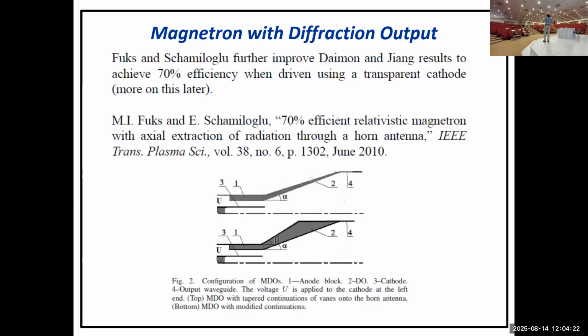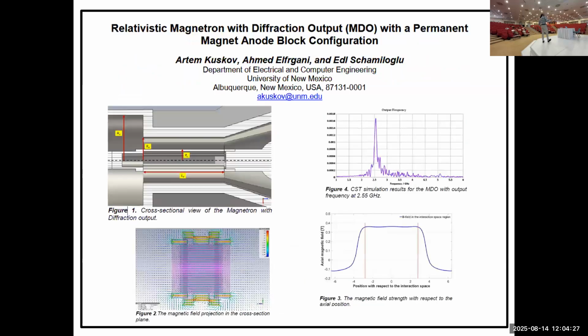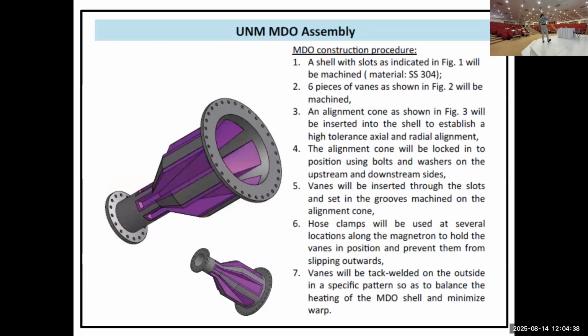Most magnetrons use a solid cathode, just an electrode. This is again more study for the MDO at UNM. And how to machine this back, I think in 2012, 2013, they machined this. I think the cost was maybe 29K or something. Now it costs 75K to machine this.